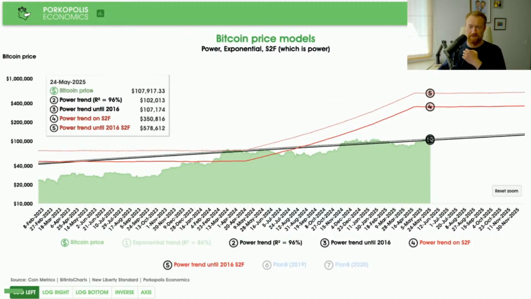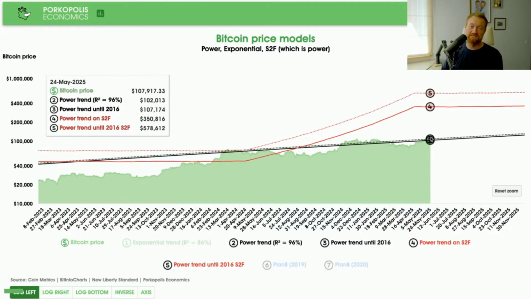Okay. As of May 24th, 2025, the price is $108,000. The all-time power trend is $102,000. The power trend until 2016, which we just talked about, is $107,000. The all-time stock to flow trend says Bitcoin should be $350,000. Seems a bit aggressive.